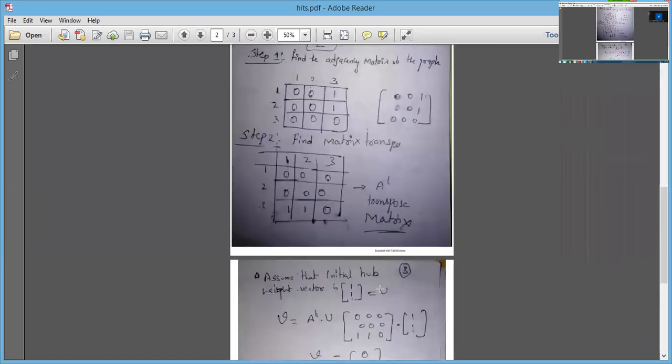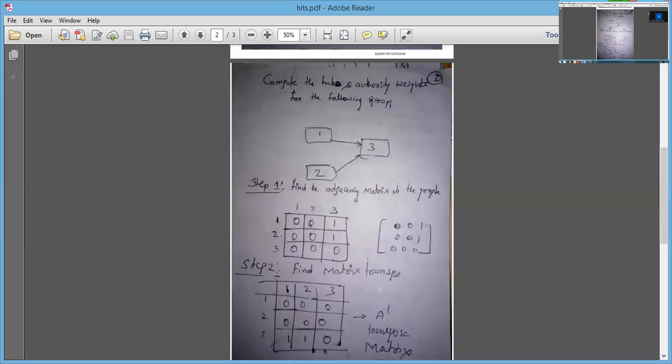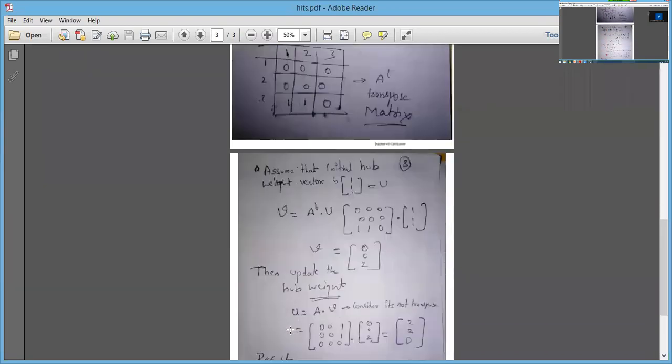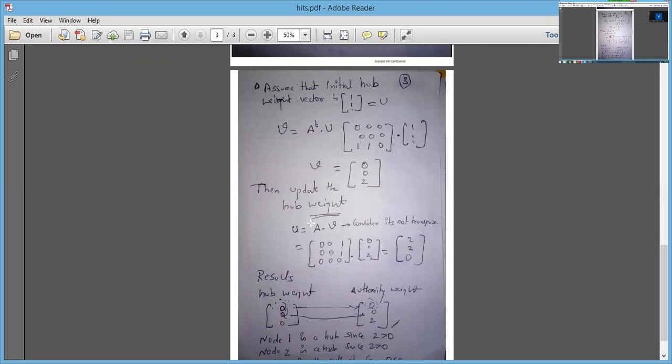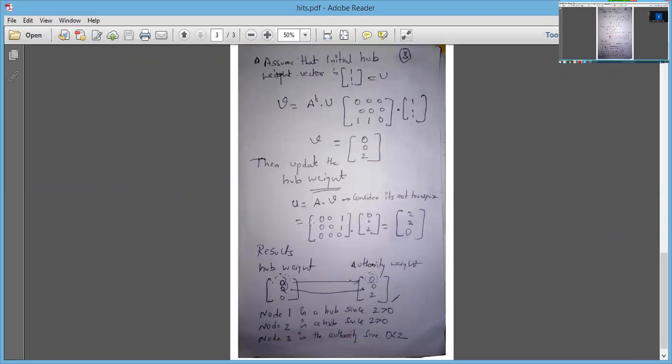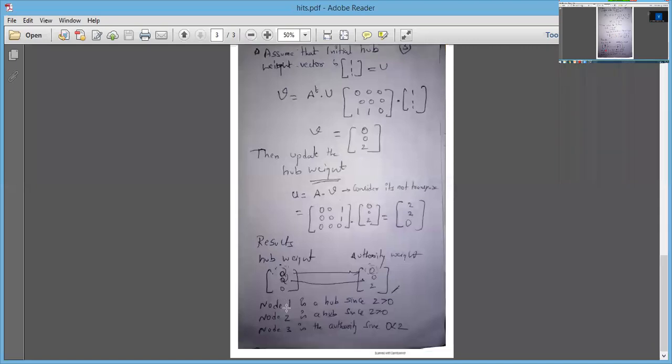So how to find the simple HITS problem? Any given graph, first find out the matrix, then find the transpose of the matrix, and assume the weights. Then if you are doing V is equal to A^T dot U, the transpose of the matrix multiplied with the weight, then you are finding the authority. If you are doing the matrix with the authority weights, then you are going to get the hub weights. This is how things work in case of your web mining HITS problem.